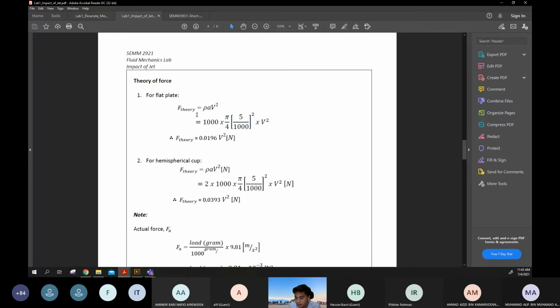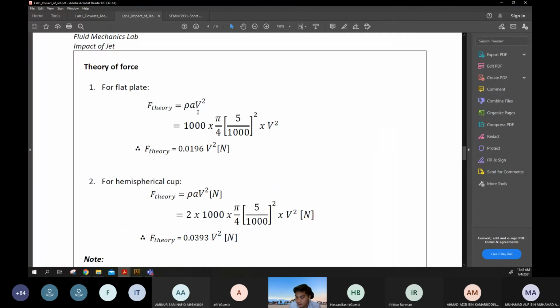For the theoretical one, as we discovered, for the flat plate, the force is rho A V squared. This is the density of the water, this is the cross-sectional area, and this is the velocity. So we substitute the value of rho here, which is the density of water, 1000, and this is the cross-sectional area of the nozzle. The nozzle has a circular shape, so pi d squared over 4.